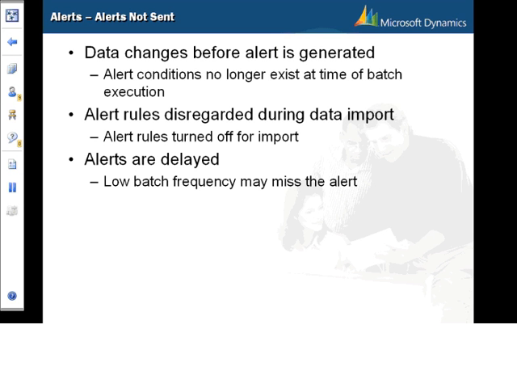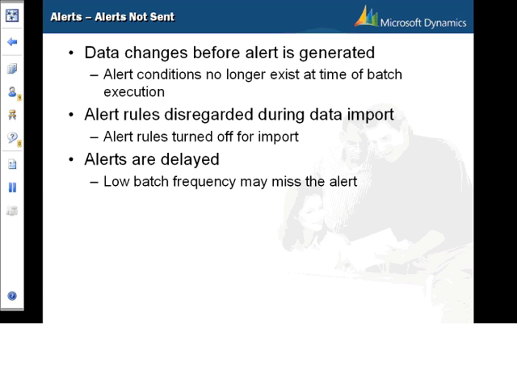So first is data changes before the alert is generated. If a user does not receive an expected alert, it could be because data changed before the event was processed and the conditions to trigger the alert are no longer present. In this case, the alert is not sent.